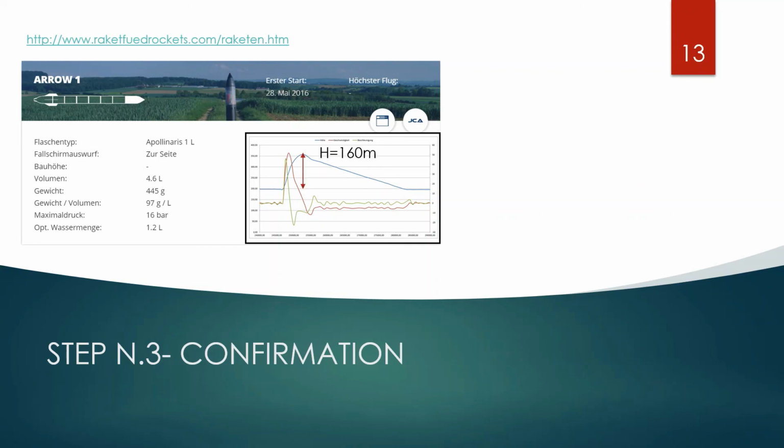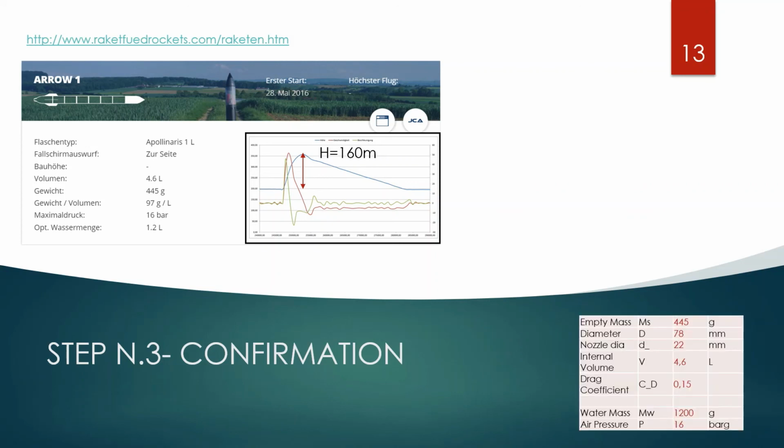The flight record says 160 meters of launch height. To run the simulation, we need to input all the given parameters. What is missing once again is the drag coefficient CD. In this case, it is a professional rocket, so I assume better than mine. It must be at least 0.15.